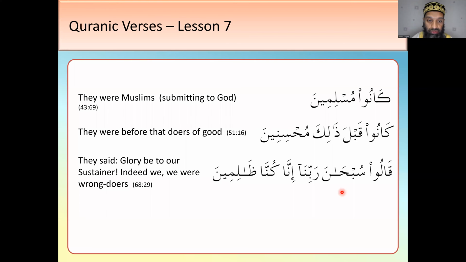Glory. Subhana Rabbina, glory be to our Lord. Our sustainer here, right? Glory be to our sustainer. I'm just going to say it as it is in the translation. In other translations you may see Lord, but I'm going to keep with the translation here. So glory be to Rabbina, our Lord.